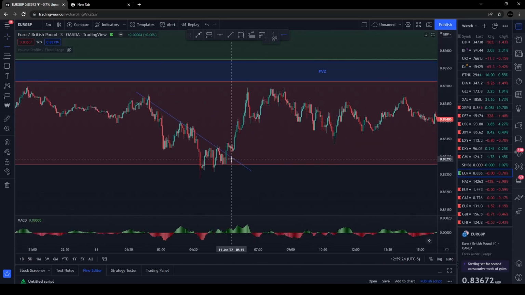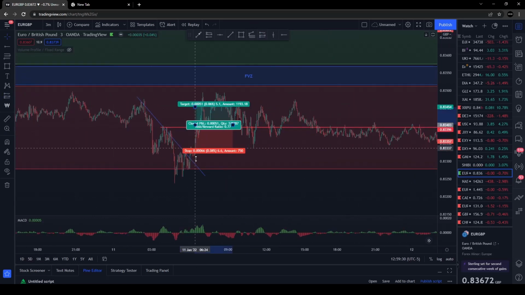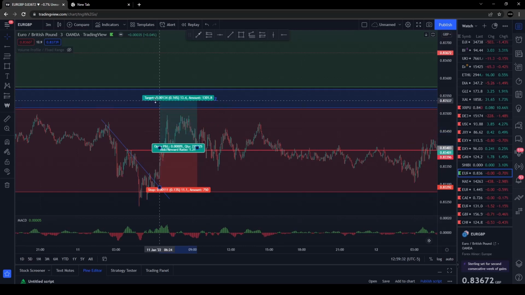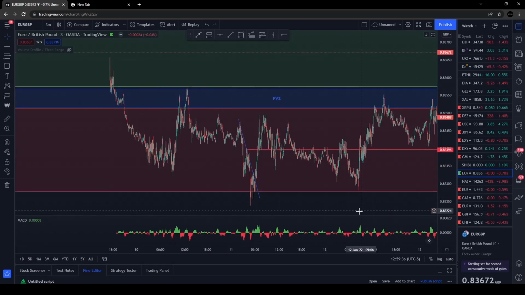And then you can enter when price breaks the lower high like here. And then you put your stops below for a nice little one-to-one. So these are just nice little trades you can take back into the zones.